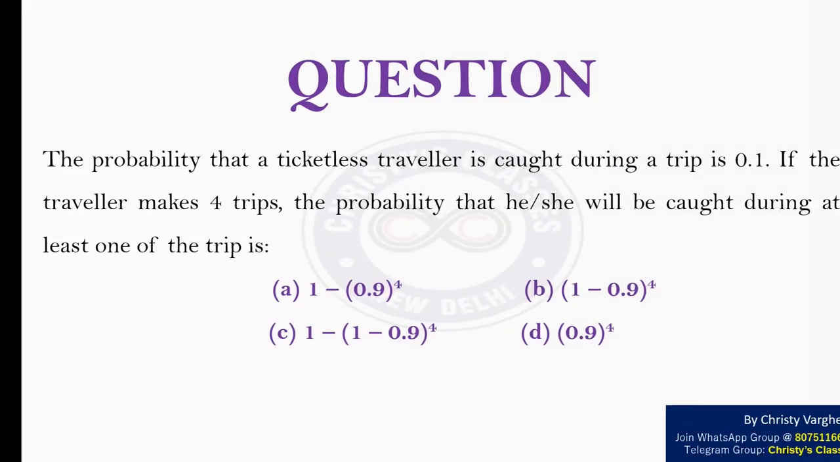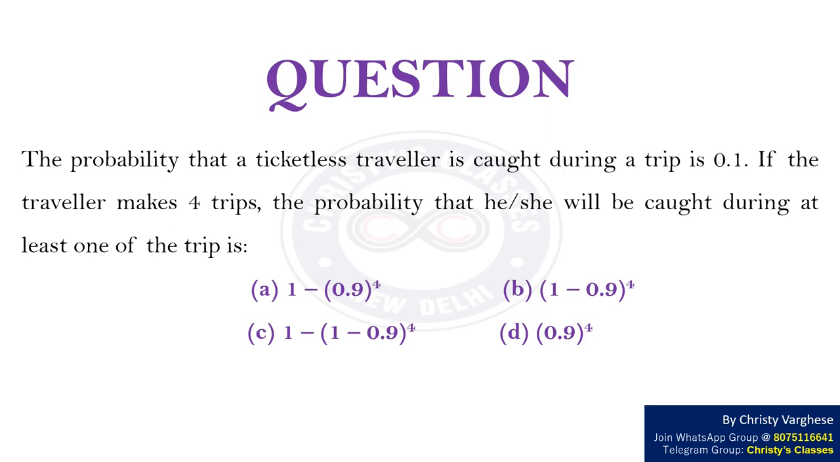In this video, let us discuss a question on probability. The probability that a ticketless traveler is caught during a trip is 0.1. If the traveler makes 4 trips, the probability that he or she will be caught during at least one of the trips is A. 1 minus 0.9 to the power 4. B. 1 minus 0.9 the whole power 4.